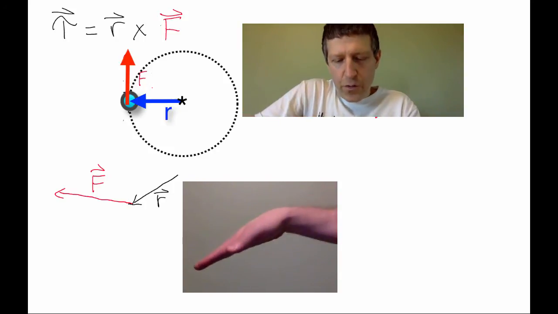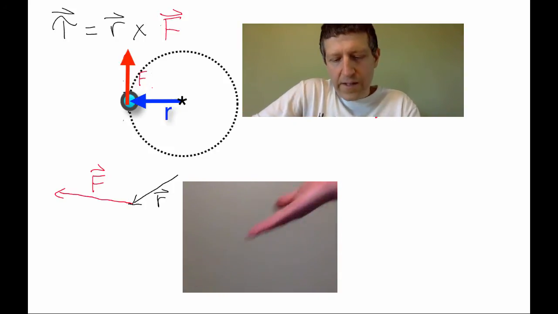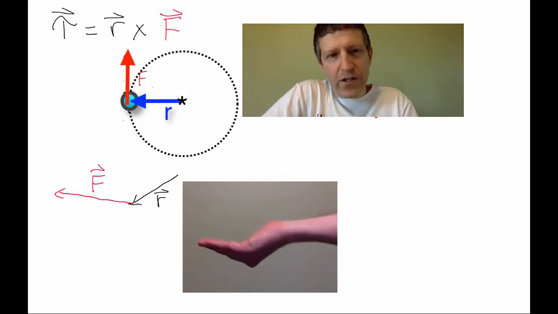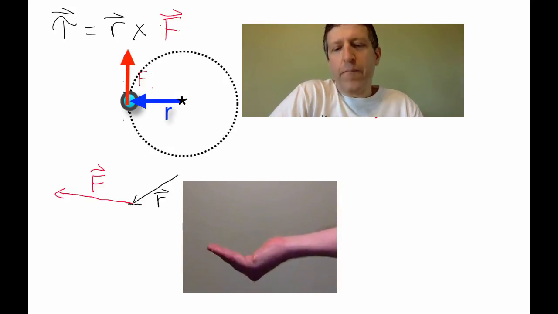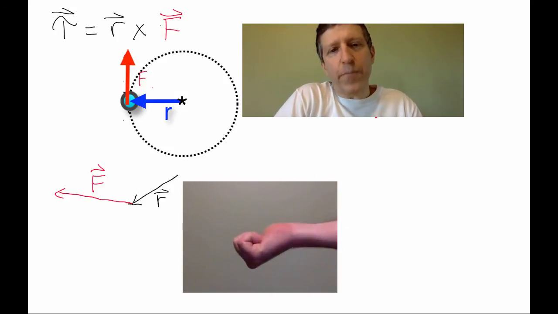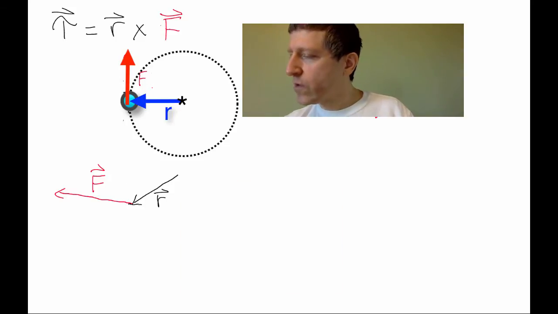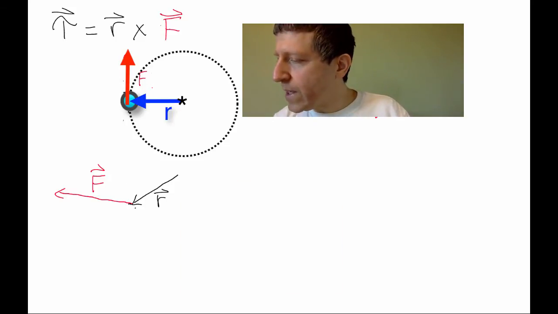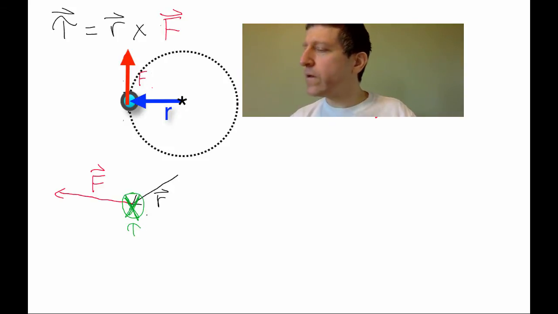Then I've got to do R cross F, bending it just slightly in the direction of F. My thumb points into the page. In this situation, the torque vector is into the page. So the torque vector is like that. That's what the torque looks like, into the page.